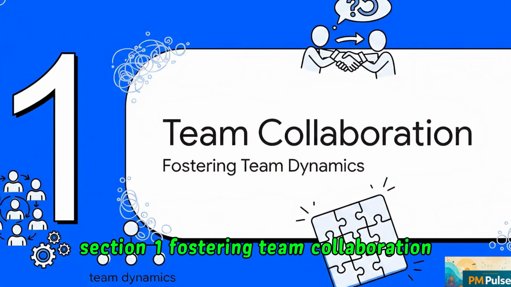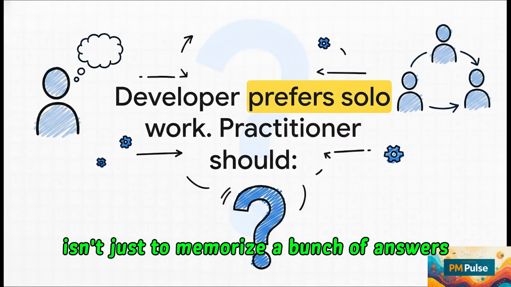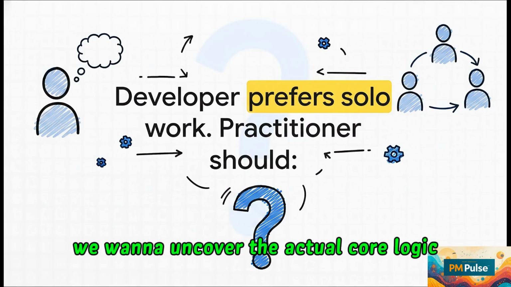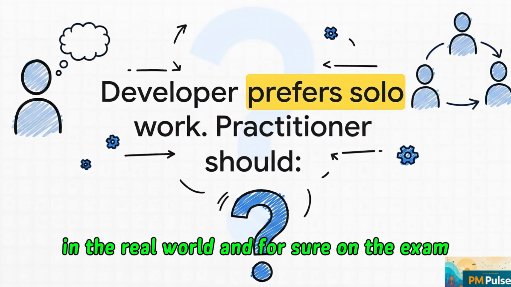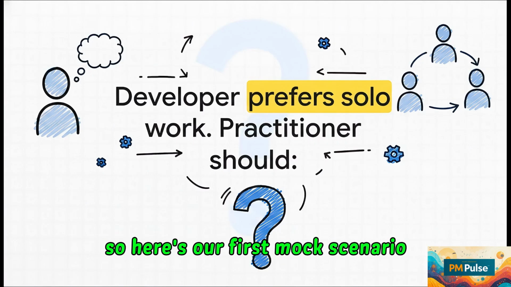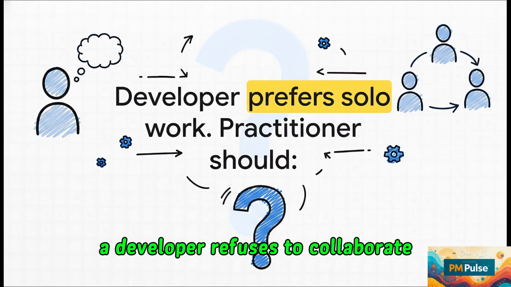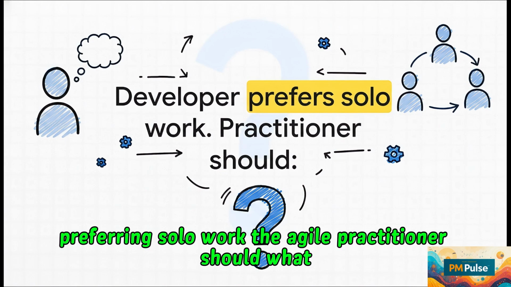Section 1. Fostering team collaboration. You know, our goal today isn't just to memorize a bunch of answers. We want to uncover the actual core logic behind the scenarios you're going to face. In the real world, and for sure on the exam, you'll be tested heavily on handling team dynamics. So here's our first mock scenario. A developer refuses to collaborate, preferring solo work. The Agile practitioner should... what?